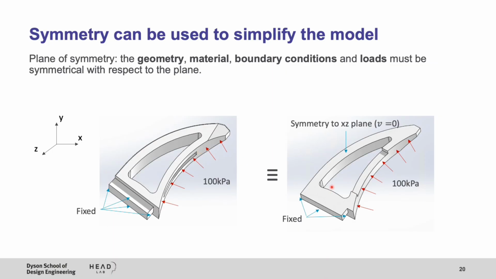Hence, we can remove half of the bone, as you can see here, and apply appropriate boundary conditions on the cross section which is exposed now. And the boundary condition is that we make the translation in y direction 0. The predictions of the full model and the reduced model should be the same, and I really encourage you to give it a go.